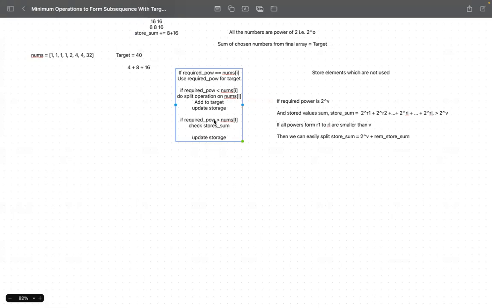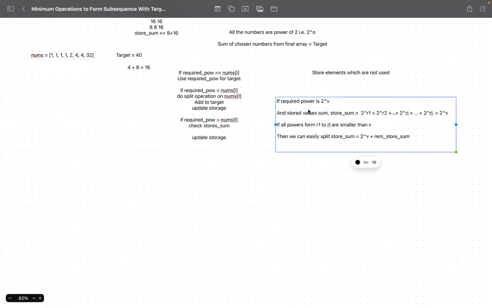Third condition is required power is greater than num. So if required power is 16 and your num is just 4, obviously you will not just have 4, you may have some store as well. So you can check the store, or you can update the store, and if this required power is greater than the store, then you can just use that store to achieve that required power, right? So for that you can see this.